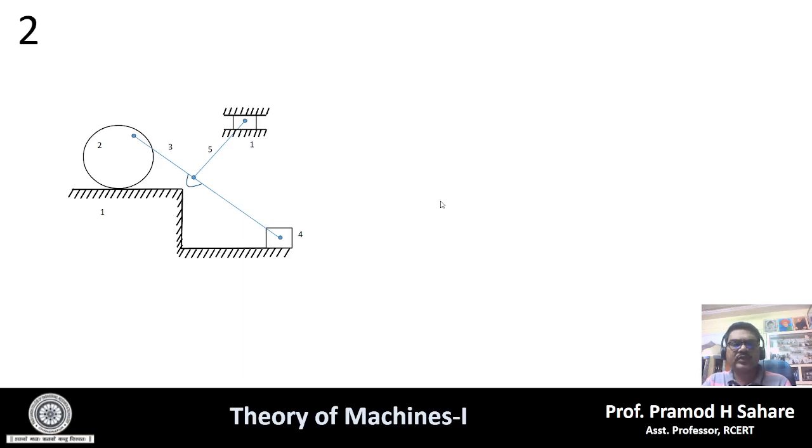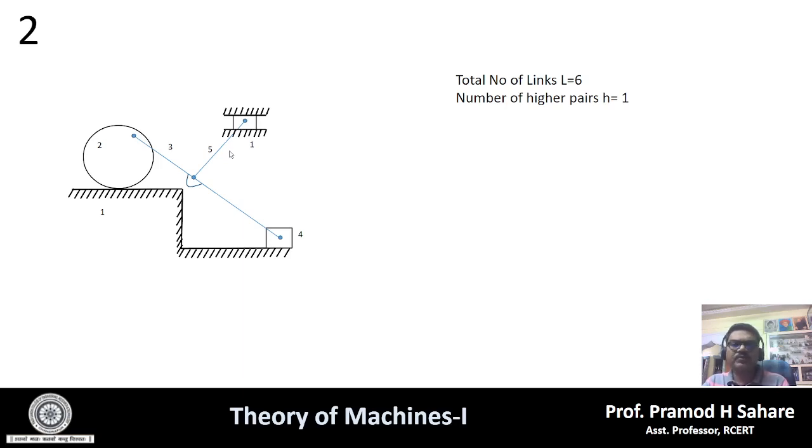So as you can see, we can see how many links there are. Total 6 links are there, 1, 2, 3, 4 and 5, and this slider, so 6 links are there. And the higher pair is 1. Which one? This higher pair. This is touching here, making a point contact, so the higher pair is 1, so the value of H will be 1. Now we need to find out the kinematic pairs.